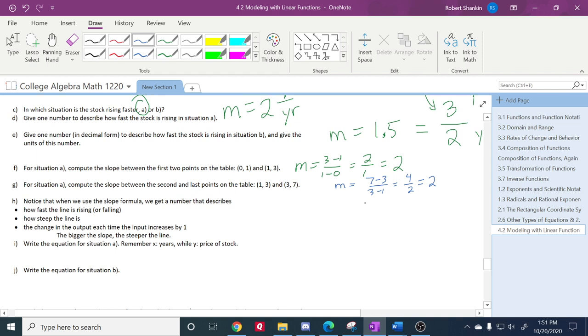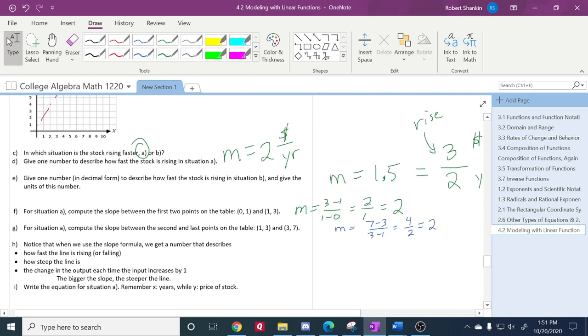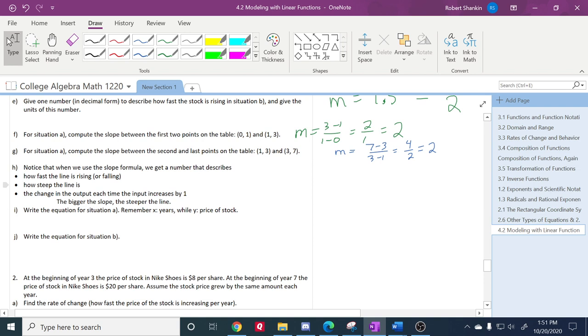Alright, now notice the points don't have to be consecutive. We were computing the slope between this point and this point. It doesn't matter how far apart the points are. The slope still turns out to be the same. Notice that when we use the slope formula, we get a number that describes how fast the line is rising or falling. Positive means it's rising, negative it would be falling. How steep the line is. So this one was steeper than the other one because it had a slope of 2 instead of 1.5.